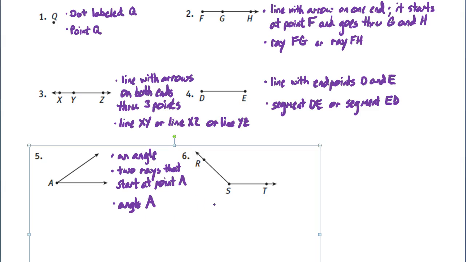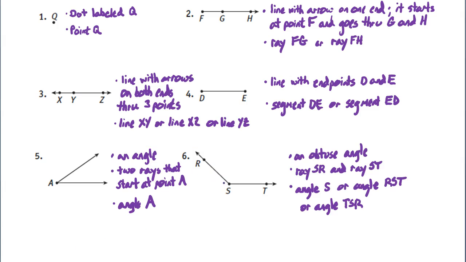Question 6, what do we see this time? Well, again, I see an angle. The two rays appear to start from point S. This angle appears to be wider opening than the previous angle, so we see an obtuse angle. This obtuse angle is made of ray SR and ray ST. Perhaps you knew that you could call this angle S, or you could name this angle RST, or you could even name this angle TSR. All three of these are naming the same figure.